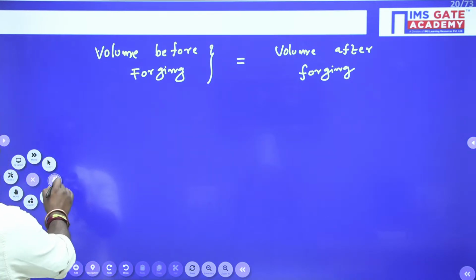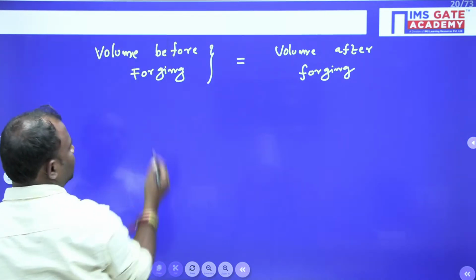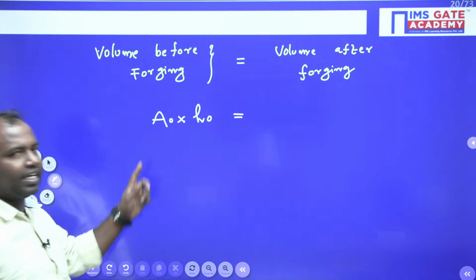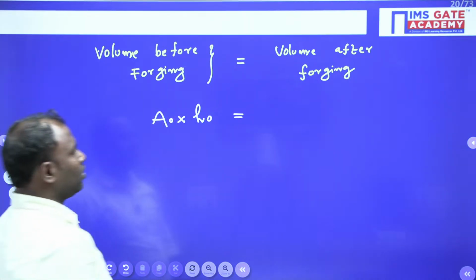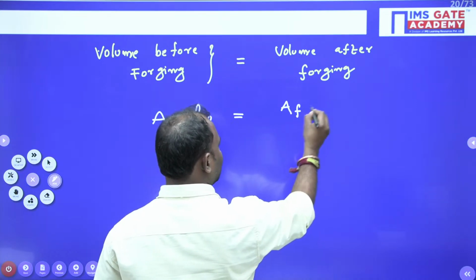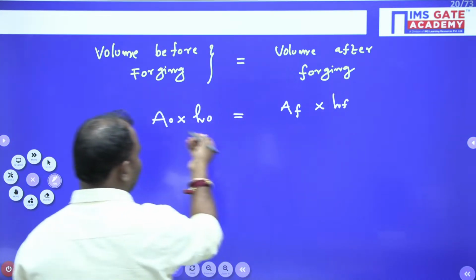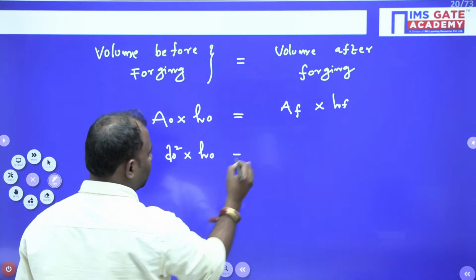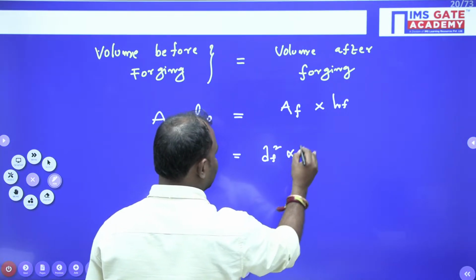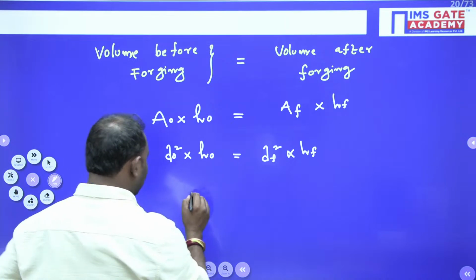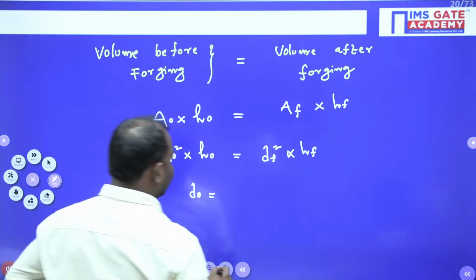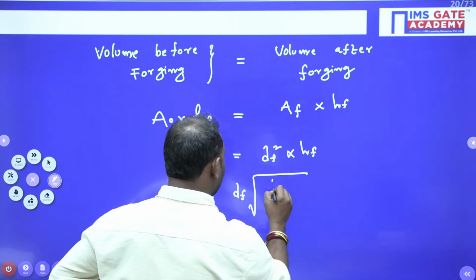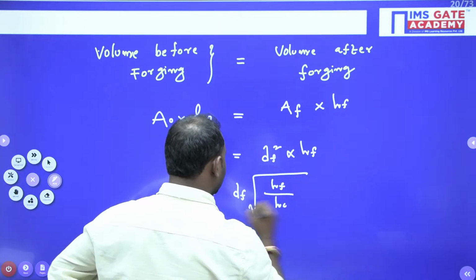Now how can we calculate volume before forging equal to volume after forging? Volume is A0 into H0, that means the cross section area of the block into its height, so that I get the volume. Similarly, the final volume is the final cross section area into the final height. So here I replace it: d0 squared into h0 is equal to df squared into hf. So from here, if I want d0, then I can write it as df into under root hf by h0.